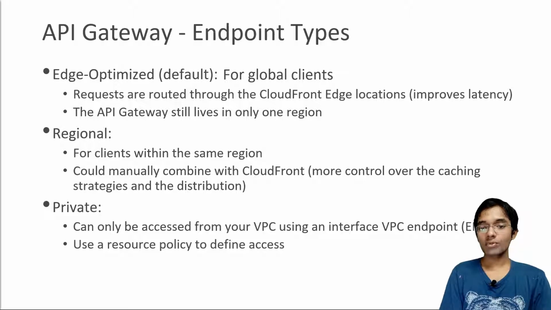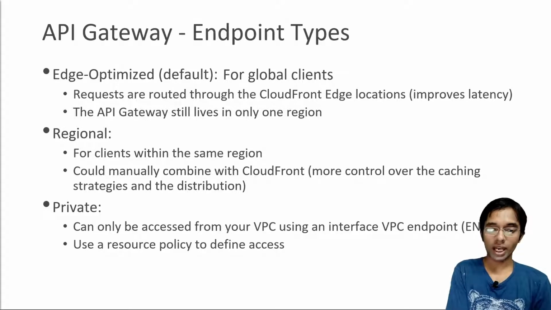Now the API gateway has different endpoint types. The first one is edge optimized, which is the default, which means that your requests are routed through the CloudFront edge locations. That improves latencies, and that's really helpful when you have global clients, but your API gateway still lives in only one region, like the US East 1 region or AP South East 1. And then you can deploy it also as a regional API gateway, so that means that all the clients are within the same region.